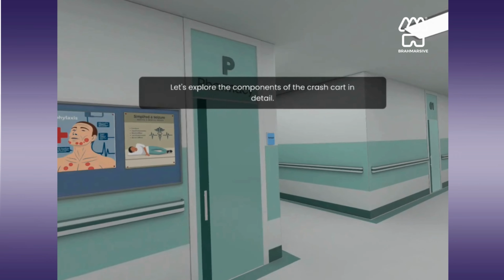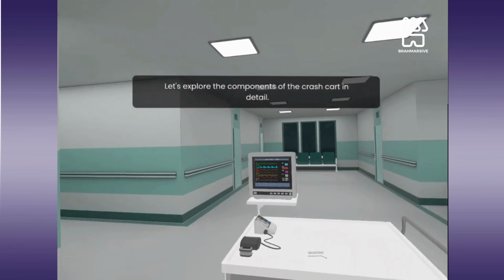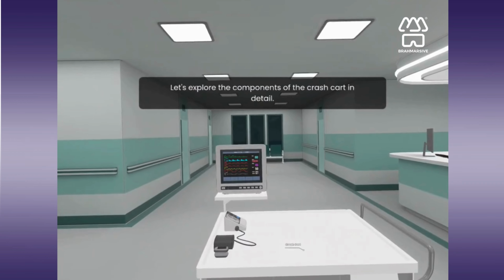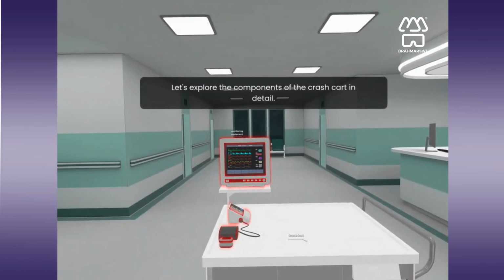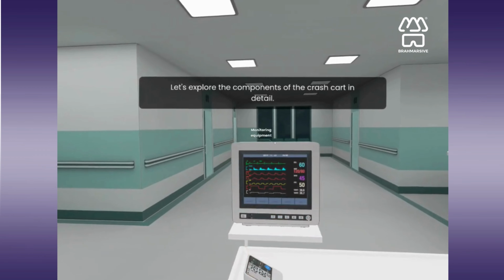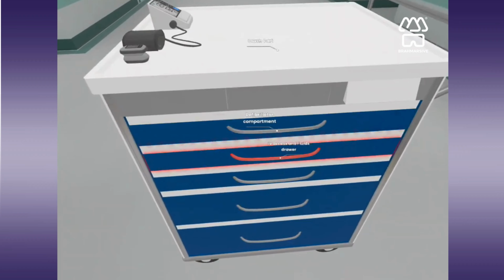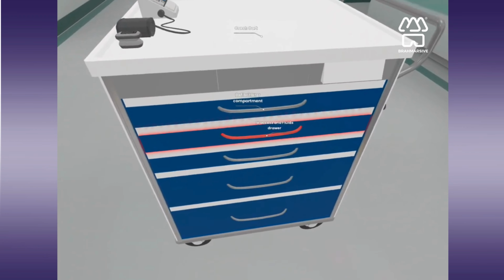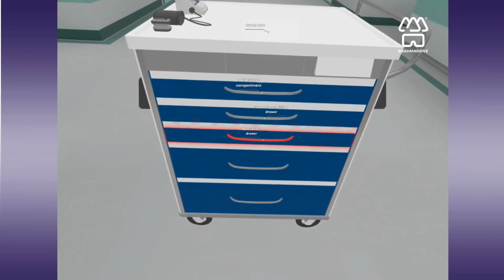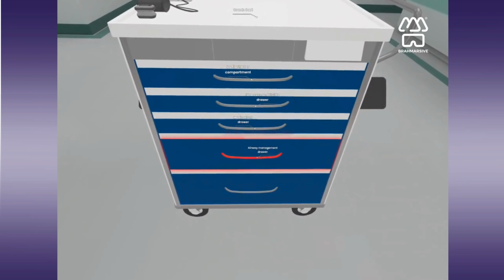Now, let's explore the components of the crash cart in detail. The crash cart consists of the following partitions: monitoring equipment, defibrillator compartment, an IV access and fluids drawer, a medications drawer, and an airway management drawer.